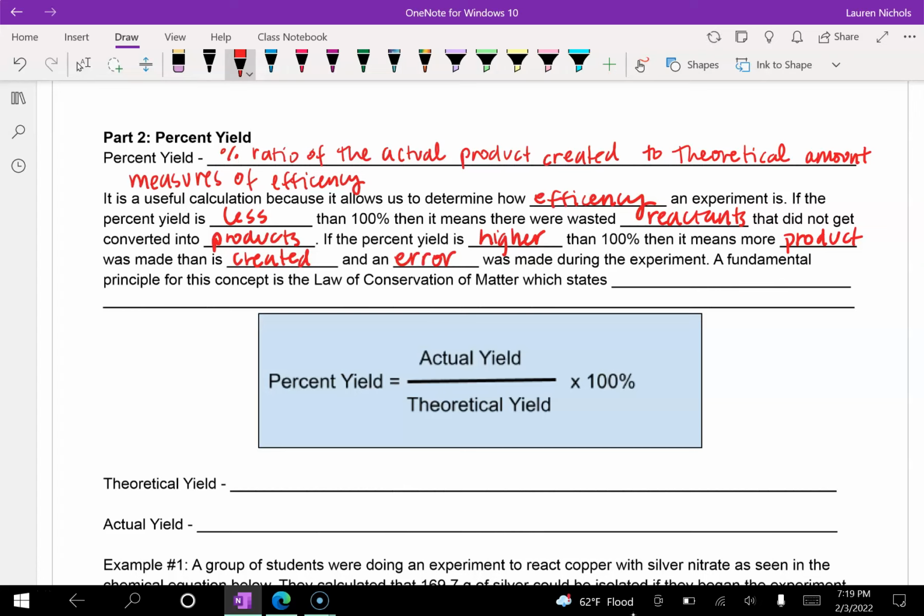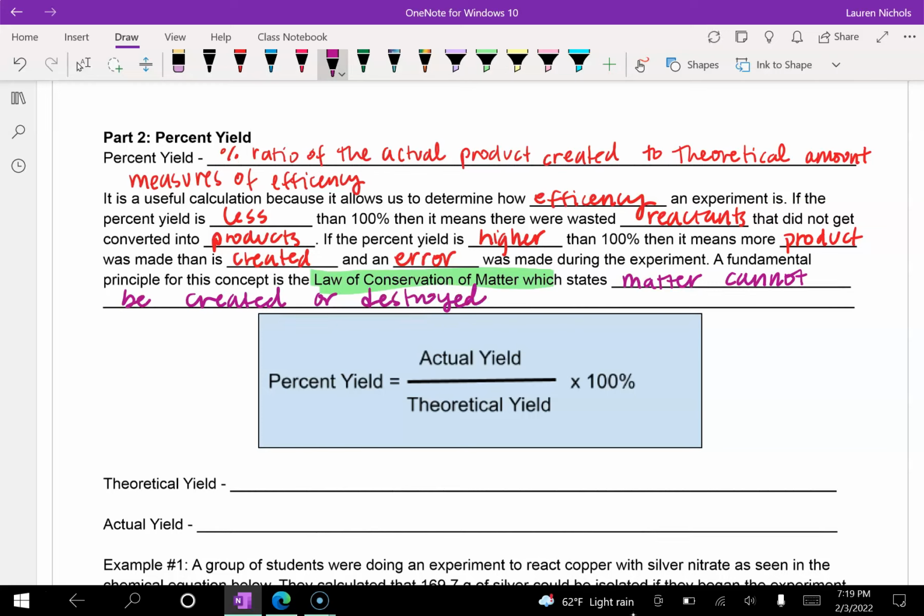And so a fundamental principle for this concept with percent yield is the law of conservation of matter, which states that matter cannot be created or destroyed. It can only be rearranged.